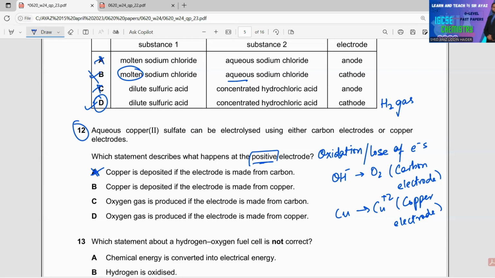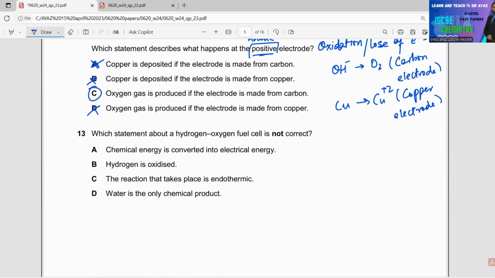B, copper is deposited if the electrode is made from copper. Copper will deposit, but again it's at the cathode, not the positive electrode or anode. So this is also incorrect. C, oxygen gas is produced if the electrode is made from carbon. Yes, oxygen is produced. This must be the correct statement. For convenience, I'm reading the last statement: oxygen gas is produced if the electrode is made from copper. This is wrong, because the electrode will get dissolved and produce Cu plus 2 ions if it's made from copper. So C is the right answer.